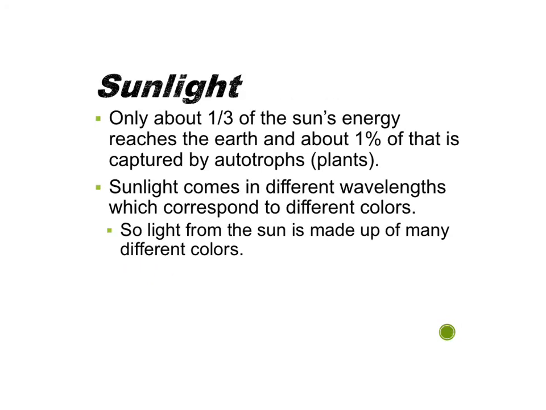Let's start by talking a little bit about sunlight. Only about a third of the sun's energy actually reaches the earth, and of that about 1% is captured by plants or autotrophs. Sunlight comes in different wavelengths, which are different colors. So when you think about the entire rainbow, when you see a rainbow in the sky, that's all the different colors of light that come to us from the sun. Light from the sun is actually made up of many different colors. We think of it as being kind of a yellow or a white color, but it's really made up of many colors.